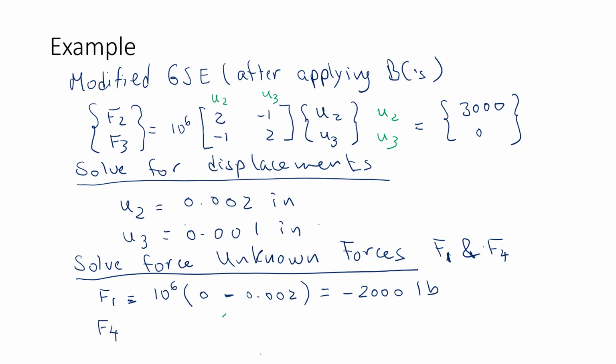For F4, I'm going to have 10 to the power 6, and then I have a minus 1 multiplied by u3, which is 0.001. So I end up getting a minus 1,000 pounds. So now we solve for displacements, we solve for the unknown forces, and next we want to solve for the element forces.